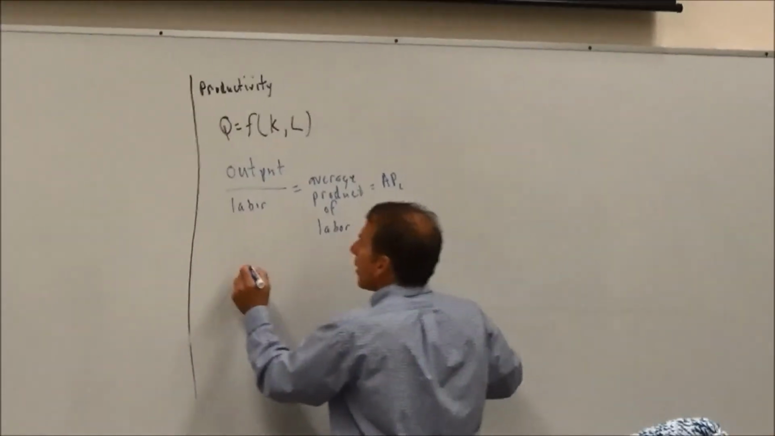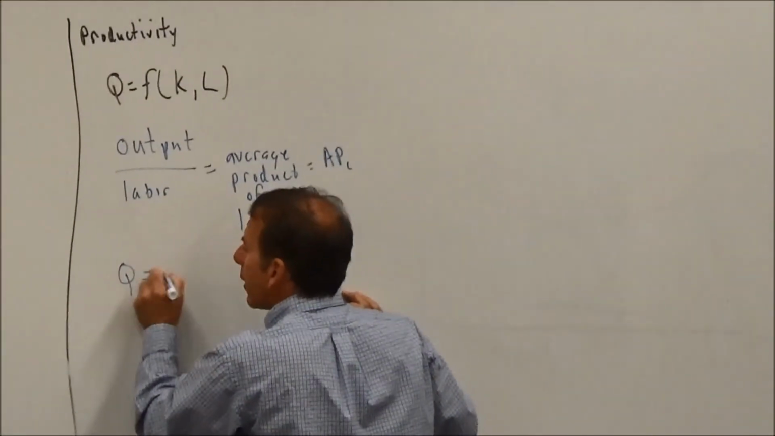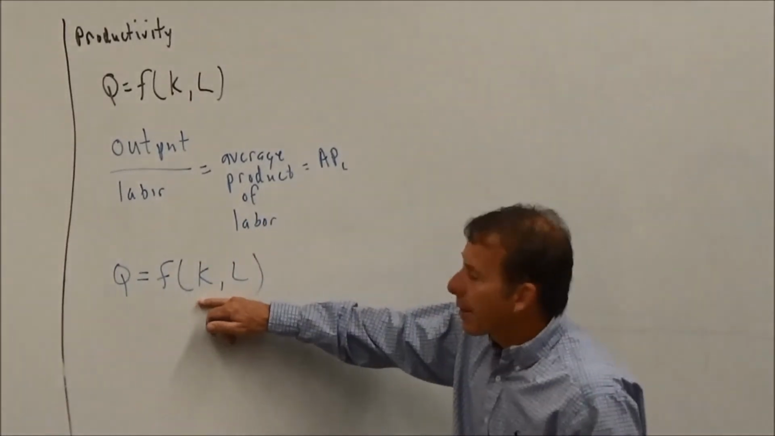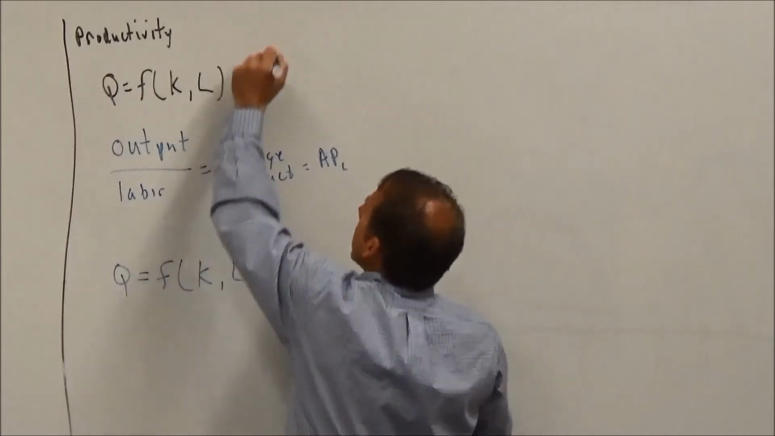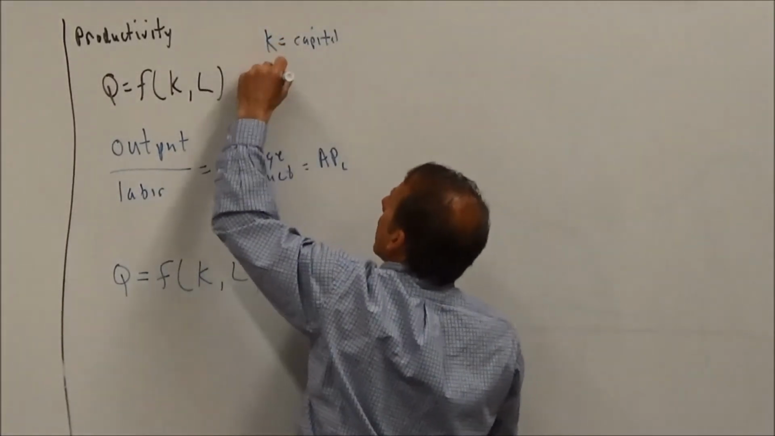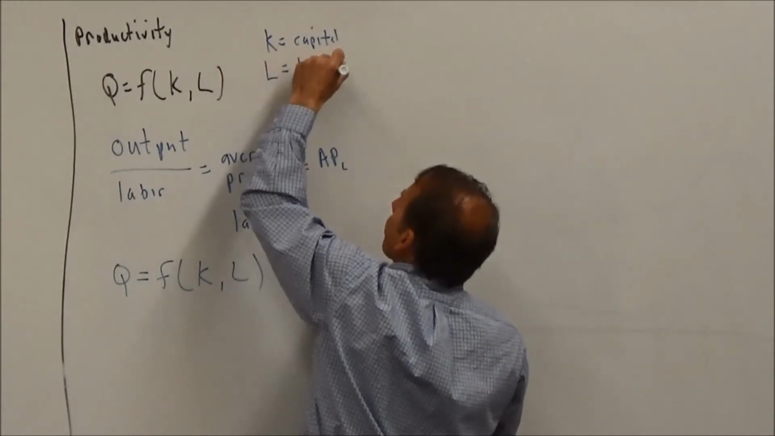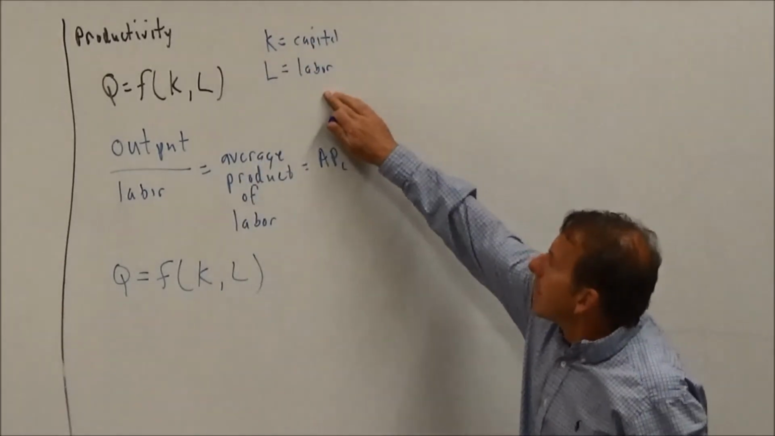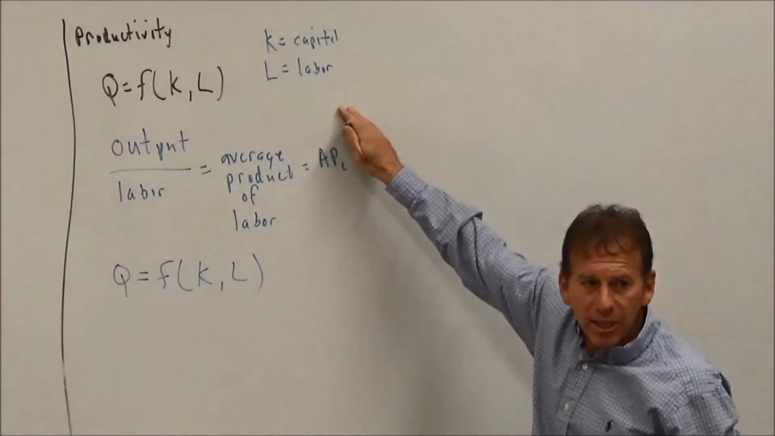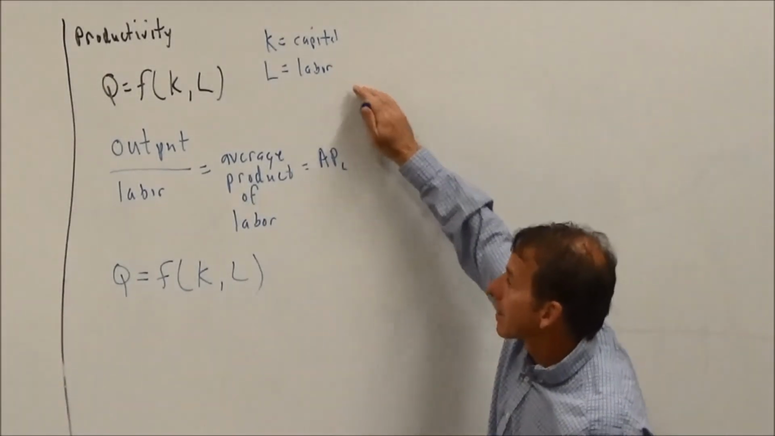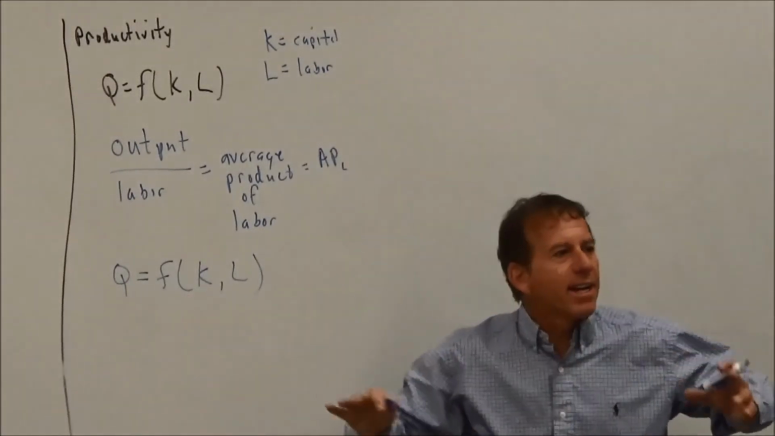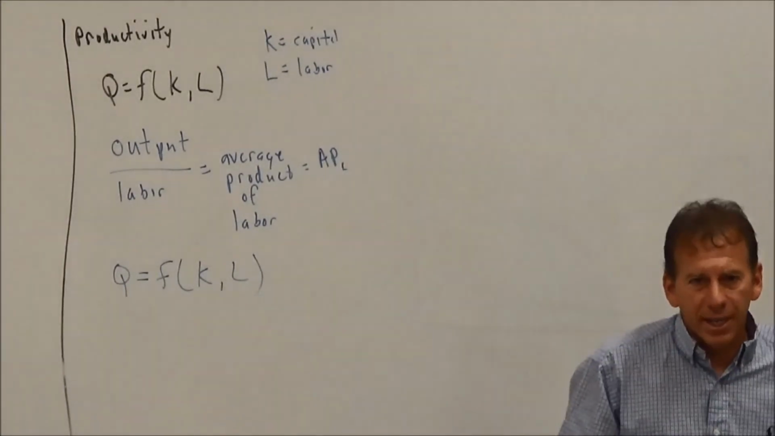So here's how it's done. We have output as a function of these two inputs. The inputs are capital and labor. So K is capital and L is labor. And of course each of these has a cost associated with it, which I may or may not get to this class. But here's what happens: we want to find out what you're worth to a company.